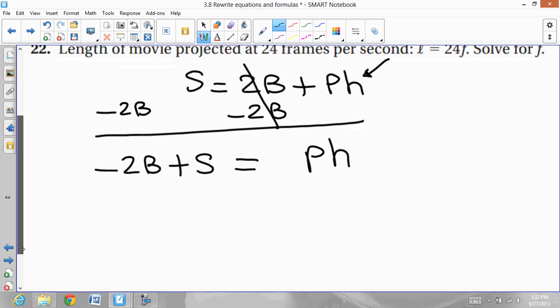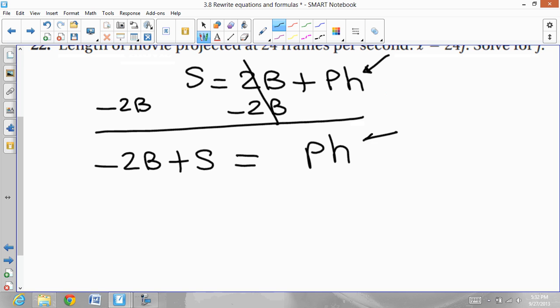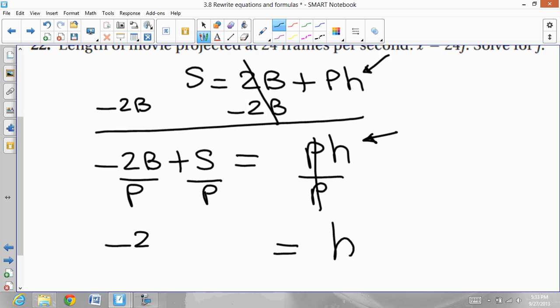Once you get to this step, now you have to remember that you're trying to solve for H, which means you do not want the P tagging along. P is multiplying. The opposite of multiplying in this case will be divide by P on this side and divide by P on this side and divide by P on this side. So you're basically dividing it for every single term. So P divided by P gives you a 1. 1 times H gives you just a H. And you have negative 2b over P plus S over P.